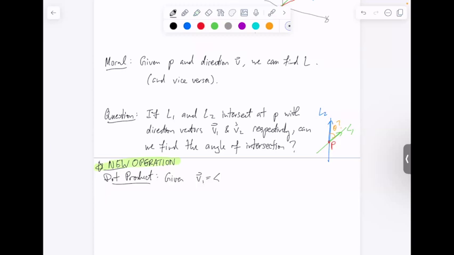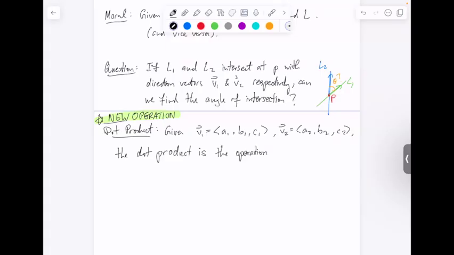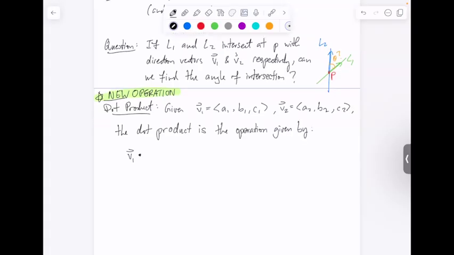Given two vectors, let's call it V1 has A1, B1, C1 components, and V2 has A2, B2, C2 components. The dot product is a way of multiplying them together. The notation is there's a dot in between them. That's what's called a dot product. And what you do is you multiply each of these components together. So the x components get multiplied together first, so A1, A2, and then you add that to the second component getting multiplied together, B1, B2, and then the third component, in this case, C1, C2.